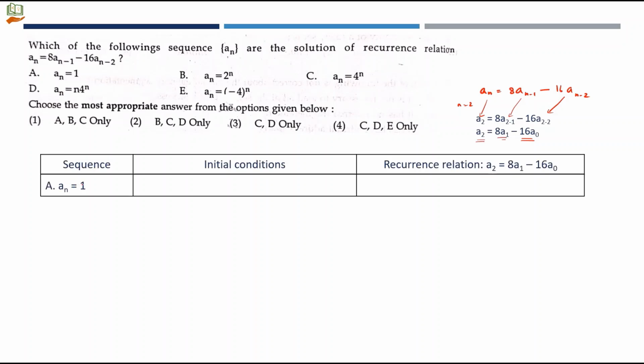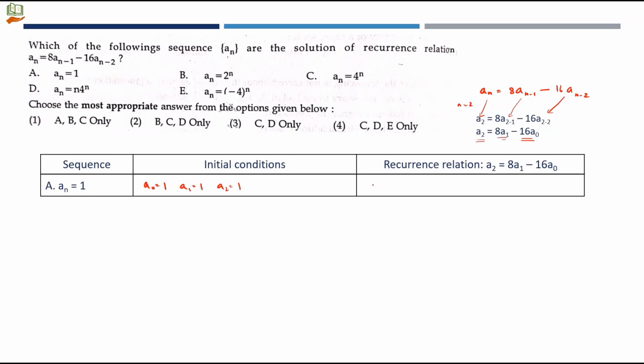Let's first take the A sequence. An is equal to 1. What is A0? It is 1. What is A1? It is going to be 1. What is A2? It is going to be 1. So they have kept a constant here in the right hand side, that is not going to change.